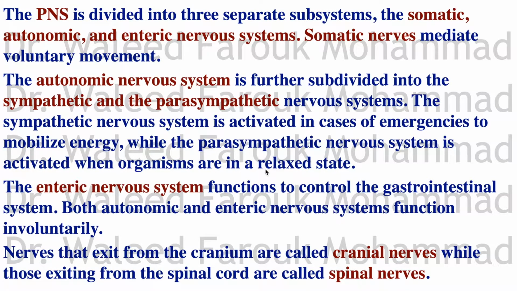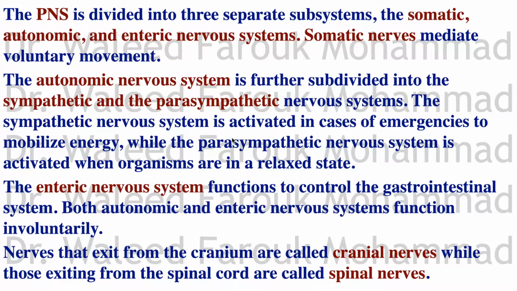The peripheral nervous system is subdivided into three subsystems: the somatic nervous system, the autonomic nervous system, and the enteric nervous system. Both the autonomic and enteric nervous systems are involuntary systems. The autonomic nervous system is subdivided into sympathetic and parasympathetic. The sympathetic nervous system is used in cases of fight or flight, that's how it's called, the nervous system of fight or flight, meaning in cases of emergencies.